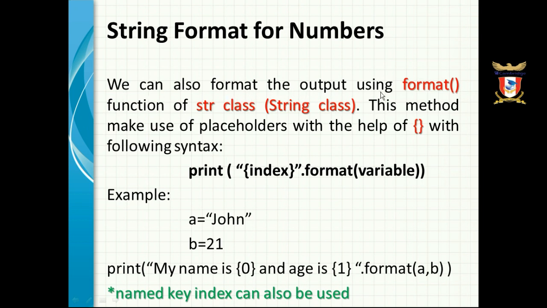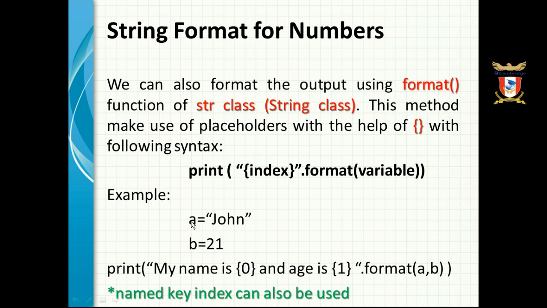We can also format the output using the format function of the str class, that is known as the string class. This method makes use of placeholders with the help of curly brackets with the following syntax. So instead of using a format character with a percentage symbol, we can also specify a placeholder using these curly brackets inside the format function. The syntax is print, then instead of using a percentage format character, you specify the index of the variable inside the curly brackets, then dot format and the list of variables that you want to place here.